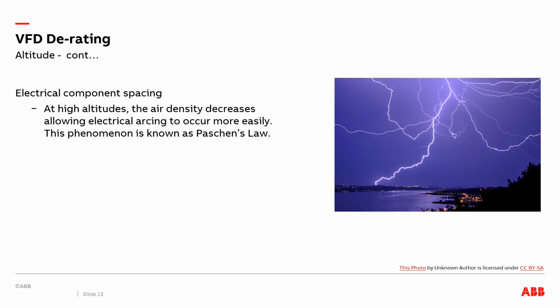As we wrap up with altitude here, I mentioned earlier that we get concerned about electrical component spacing. And when we worry about electrical component spacing, it's at really high altitudes, like above 13,200 feet. The reason we worry about the component spacing is that the air density decreases so much that electrical arcing can actually occur more easily. And this arcing is a phenomenon known as Paschen's law.